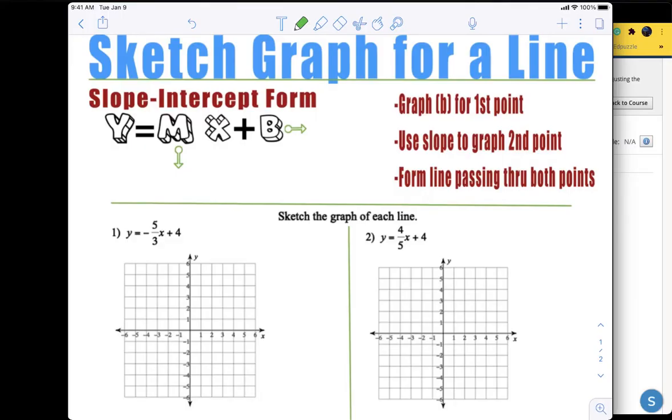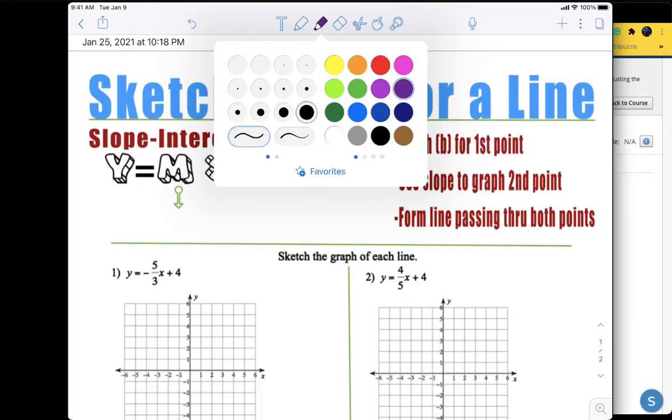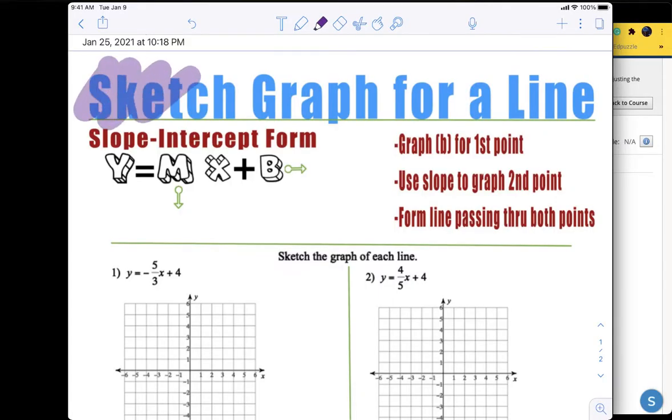All right? So as always, we start with the title of our lesson. In this case, this one is called Sketch a Graph from a Line. So we're going to sketch a graph from an equation, okay?